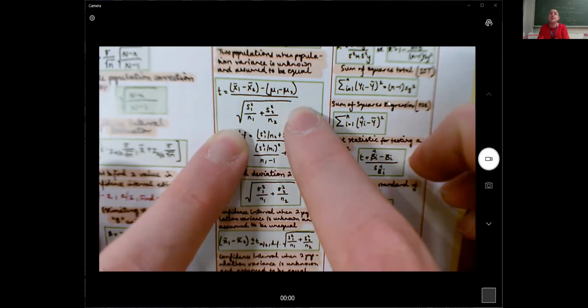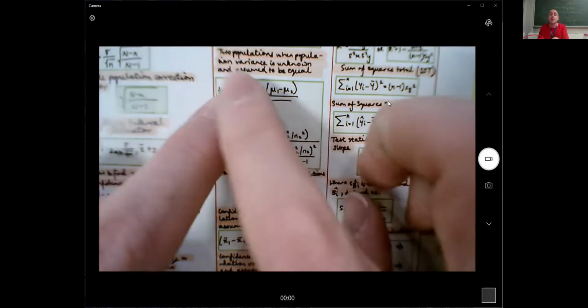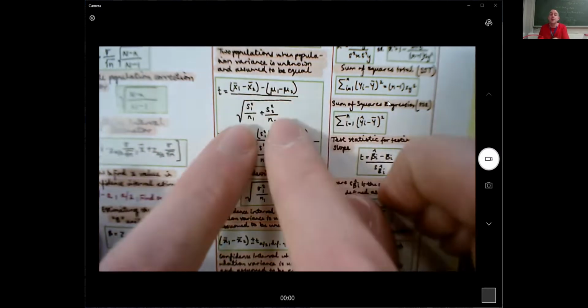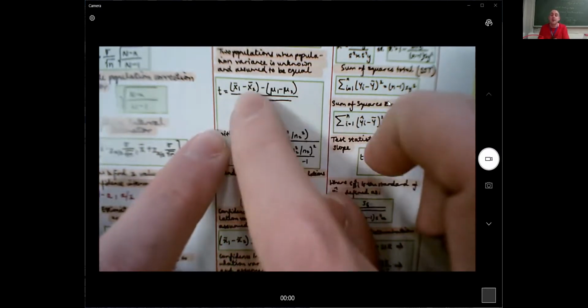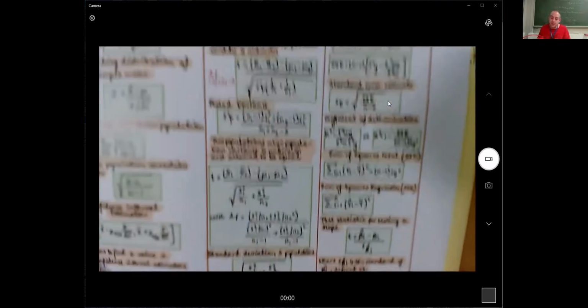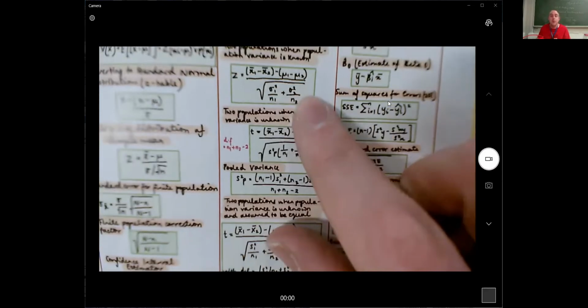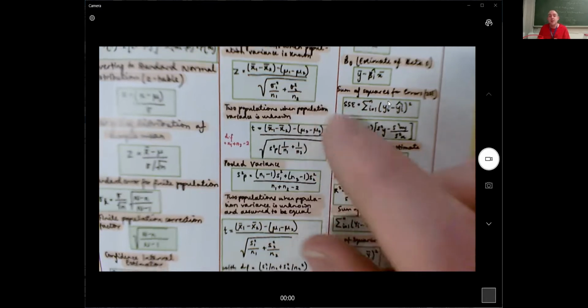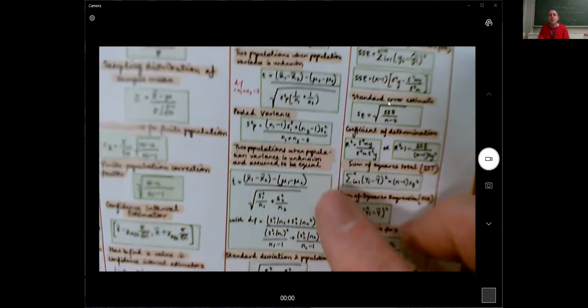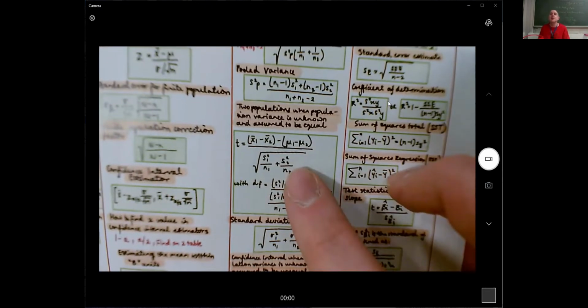And you do that t-test. This is the two sample means minus the difference between the two population means, and this is the standard error. But there's all these different stories, right? There's one where you know both of the population standard deviations. There's one where you don't know the population standard deviations, but you believe that they're equal. And there's one where you don't know them, but you don't believe they're equal.